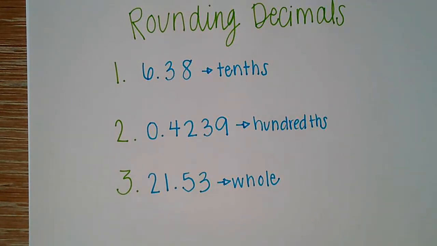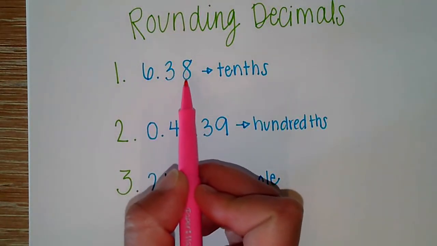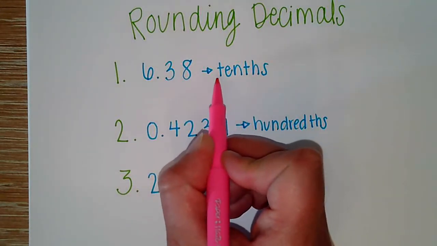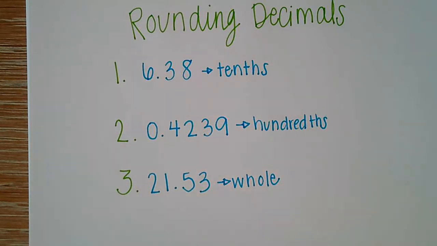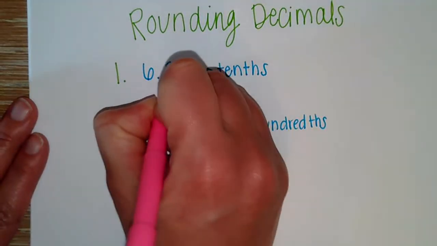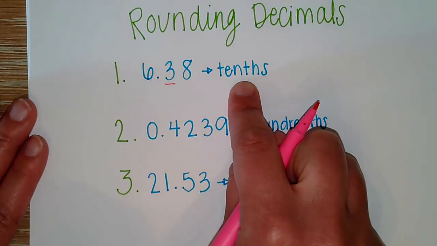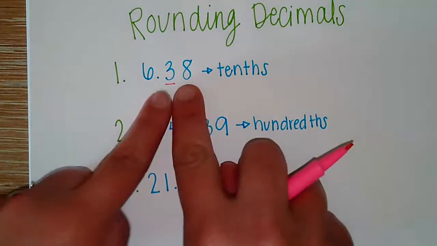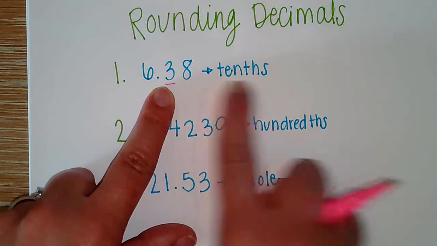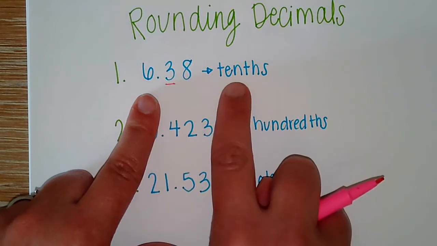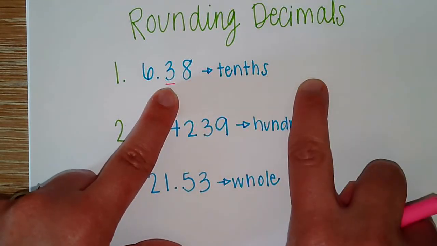So the first thing that we do is we read our number, 6 and 38 hundredths. Now, it tells me that I want to round this to the tenths. So the very first thing that I'm going to do is draw a line underneath the spot that I am rounding to. From here, that means that I am going to have all zeros after that line. After the digit that I am rounding to will all be zeros.